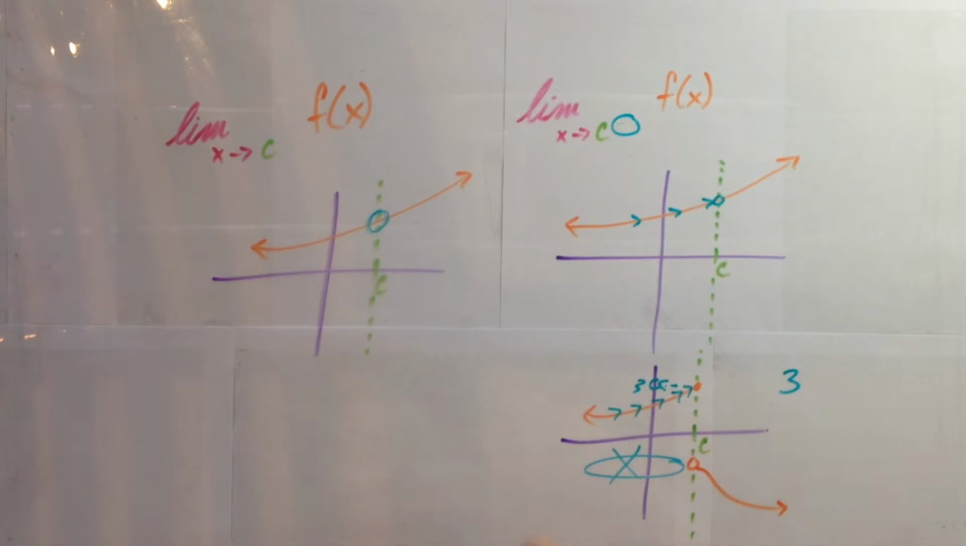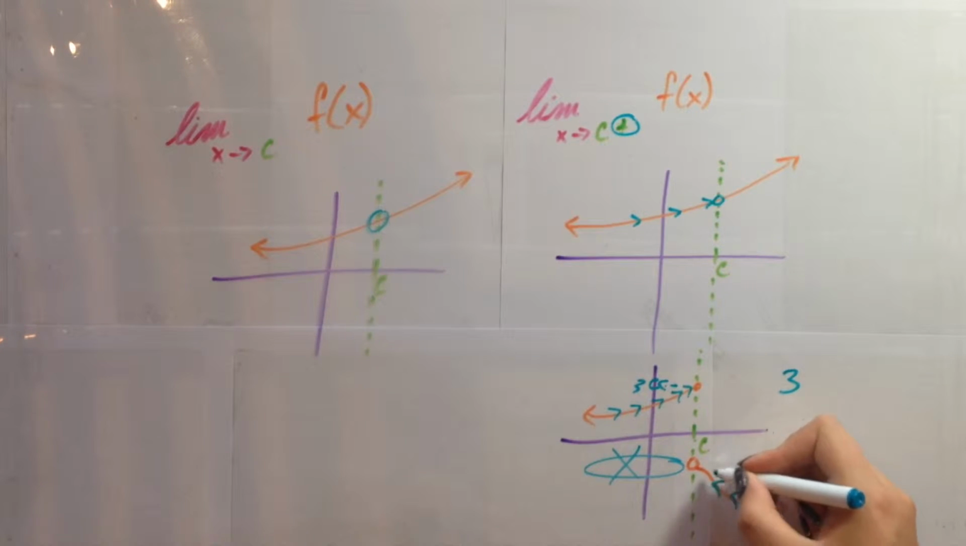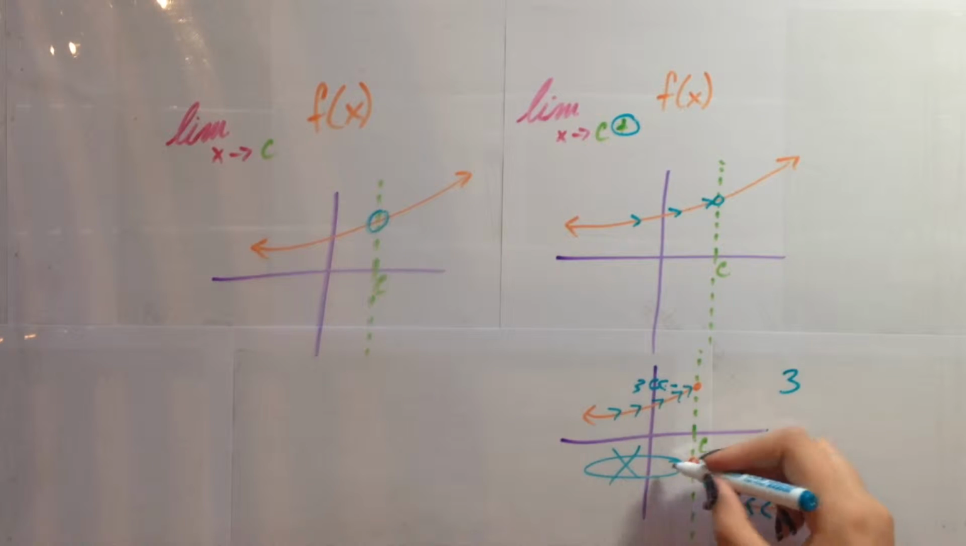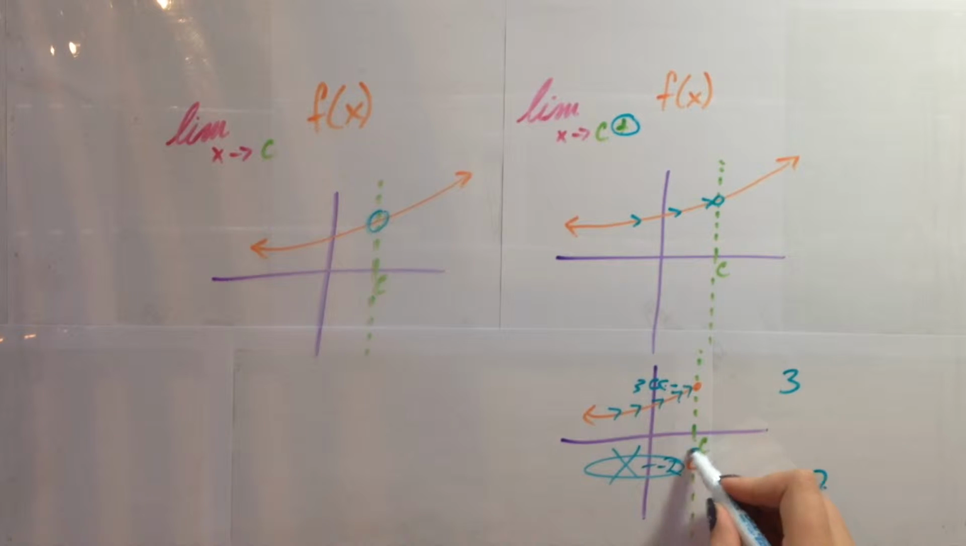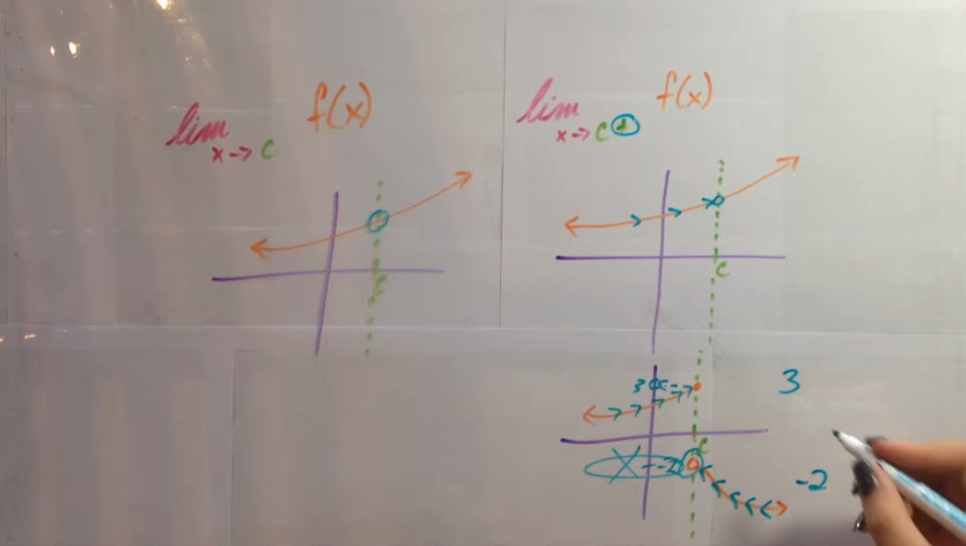But what if this is an addition sign? So if it's an addition sign, we'll approach the c from the right side. And here we're going to say it's approximately -2. Again, ignoring the top part because there is nothing.